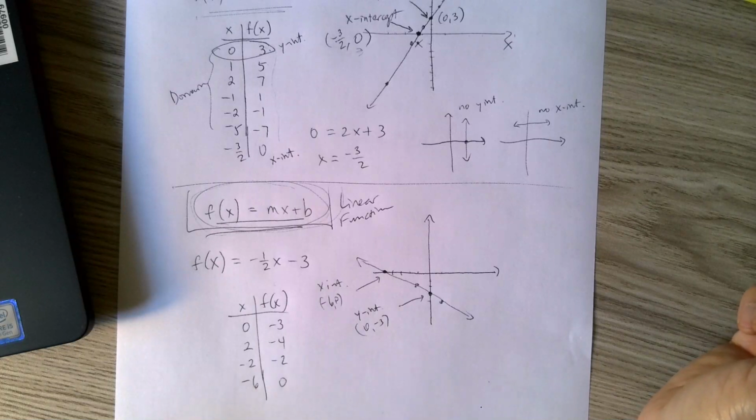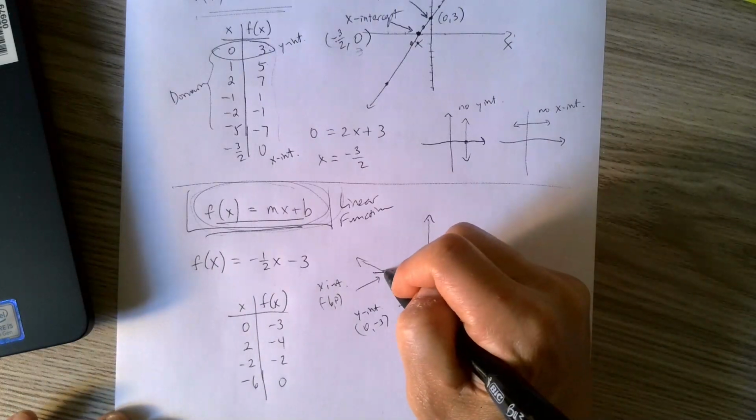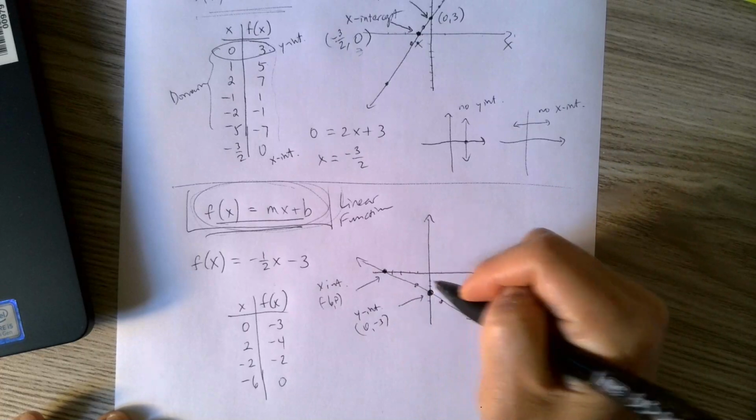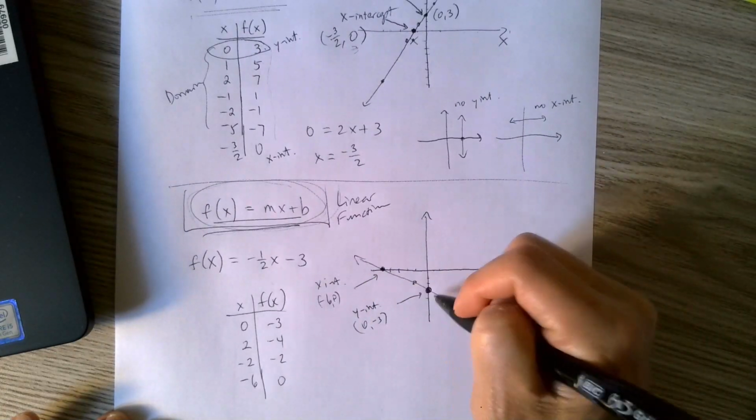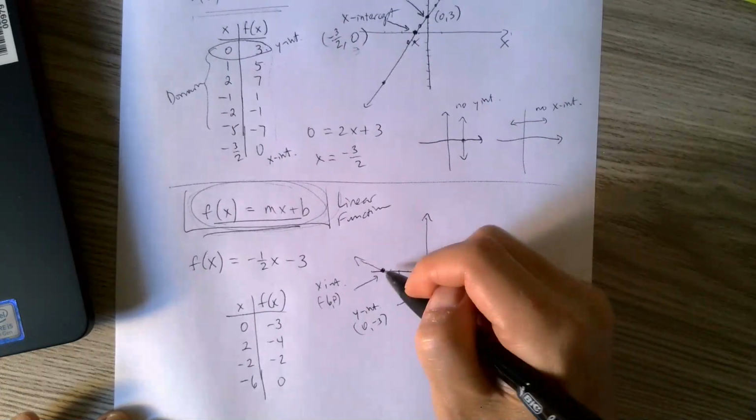Just 2, right? If I had just plotted these 2 points, I would have sketched the same line that I just sketched for you. If I plotted these 2 points, same line. Or these 2.